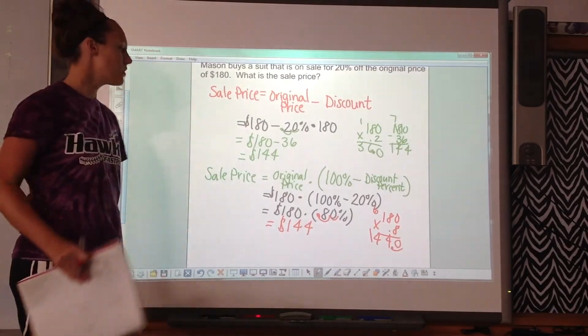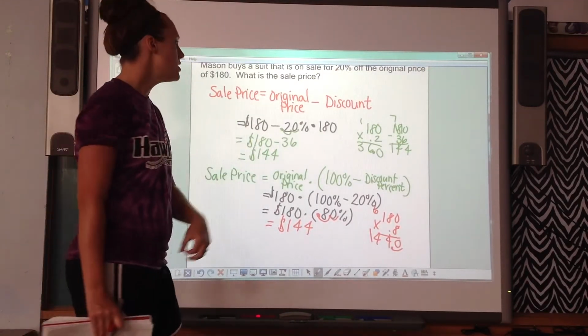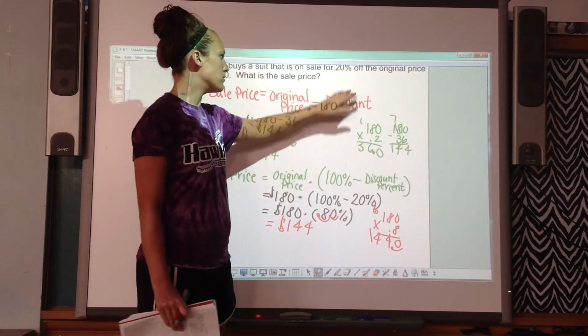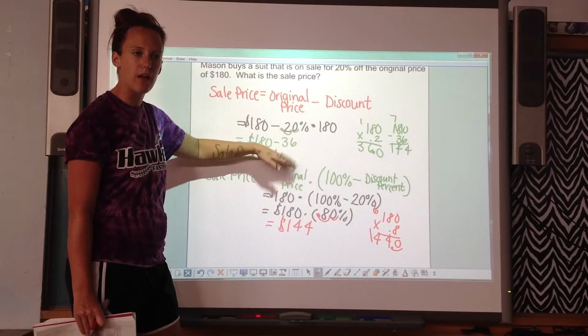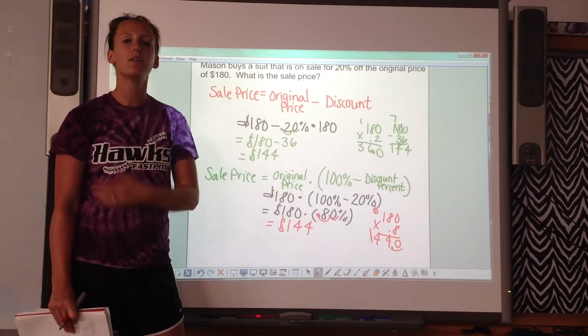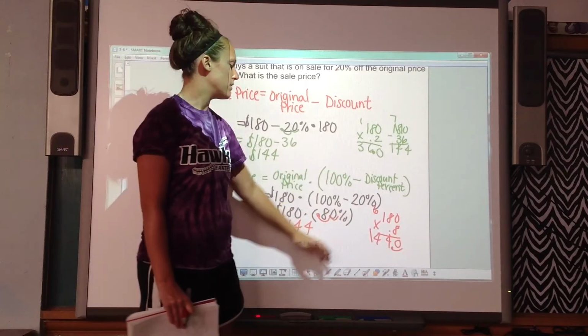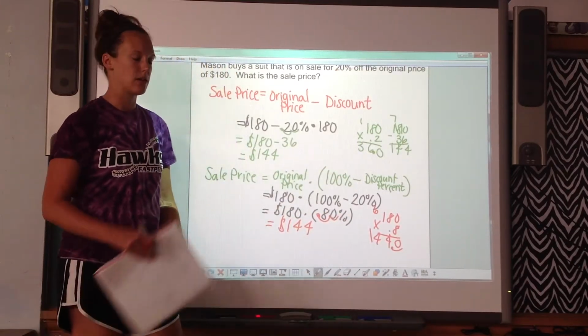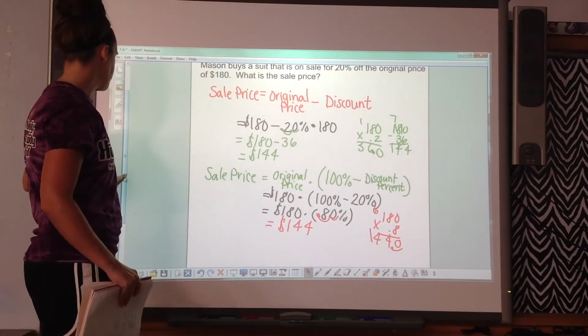So I guess comparing the two problems, if they were asking you what is the discount, you would want to use this first one. You would find 20% of this, and you would know that the discount is $36. If they're not asking what the discount is, they're just asking what the final price is, I think it's easier to do the second method, because you don't need to know what that discount is. All right, your turn.